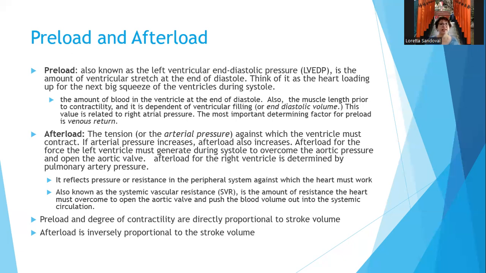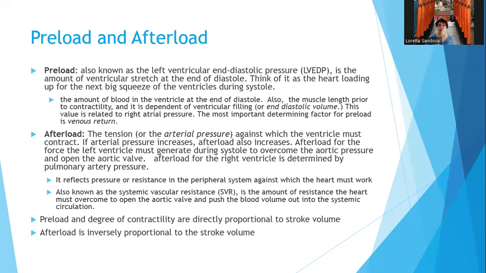The pulmonary artery pressure determines the afterload for the right ventricle, and aortic pressure determines the afterload for the left ventricle. It reflects the resistance in the peripheral system against which the heart must work. So the afterload is also known as systemic vascular resistance. That makes sense, right? It's the amount of resistance the heart has to overcome to open the aortic valve and push the blood volume out into the systemic circulation.